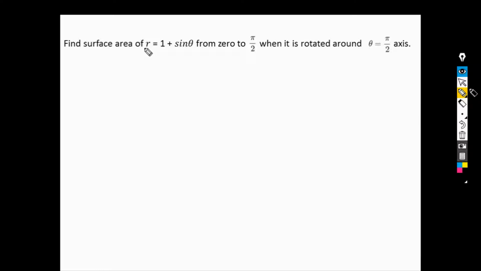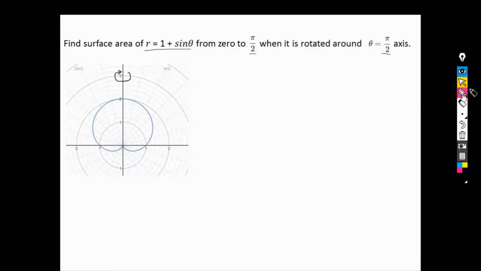Find the surface area of r equals 1 plus sine theta from 0 to pi over 2 when we rotate it about the pi over 2 axis, which is the vertical axis. When we draw this r graph, it looks like this. So when theta is 0, then r equals 1. And when it's pi over 2, then it's 2. When it's pi, then it's 1. When it's 3 pi over 2, it's 0.